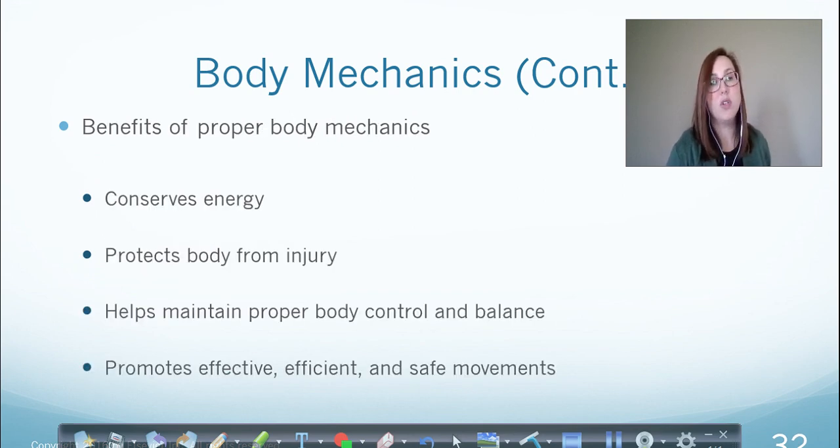Body mechanics help you conserve energy. They protect your body from injury. They help you to keep your body control and balance, and they promote effective, efficient, and safe movements of your patients.